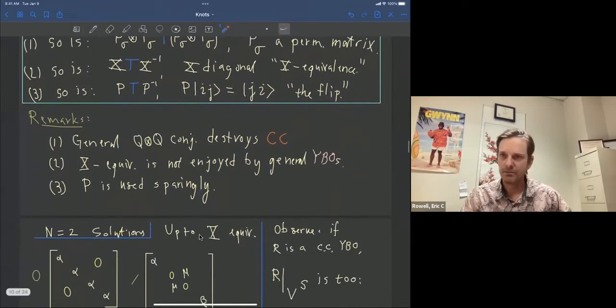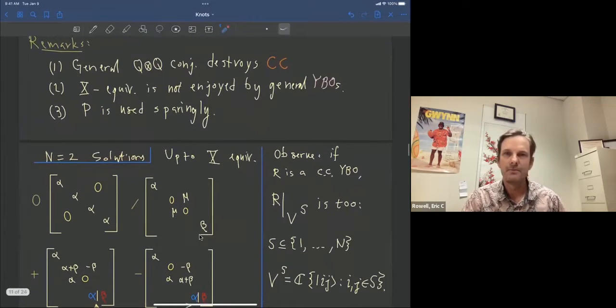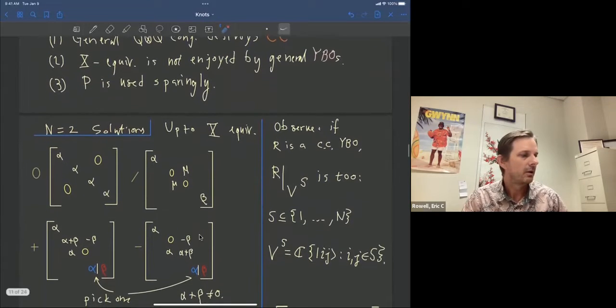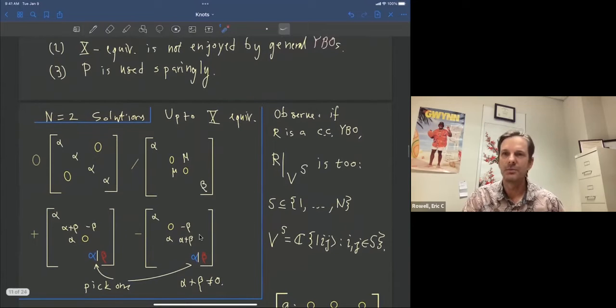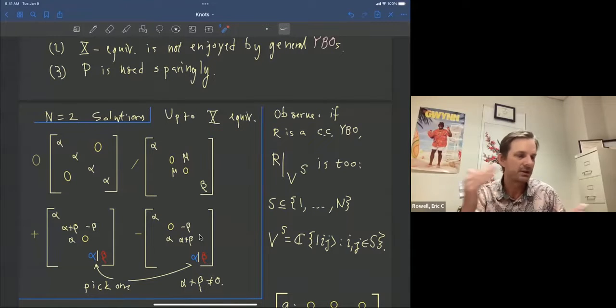Okay, so let's just dive right in and look at what the n equals 2 solutions look like. So there are essentially 6 forms, up to this conjugation by a diagonal matrix. That's why it's so useful, it helps us push away a bunch of the parameters. We can conjugate by any diagonal matrix.